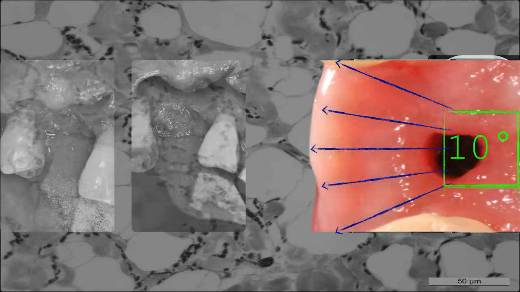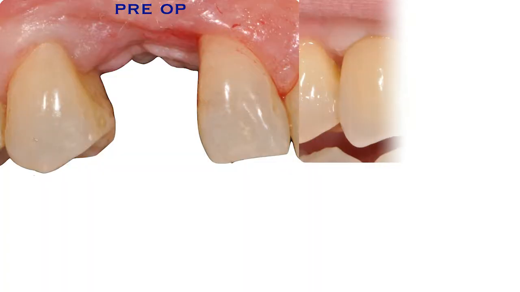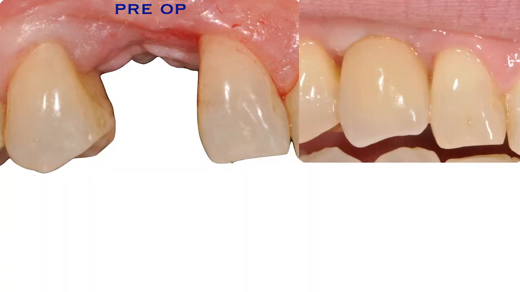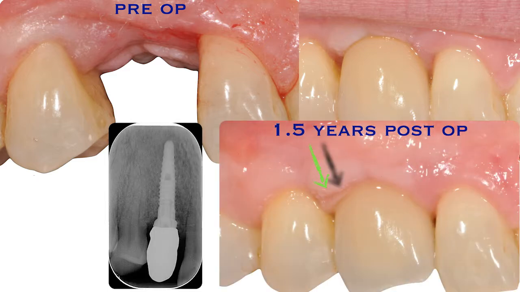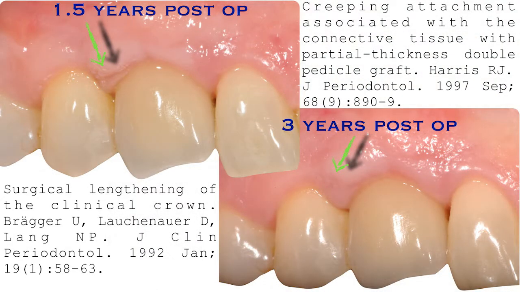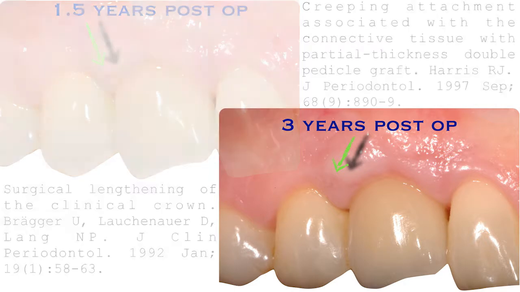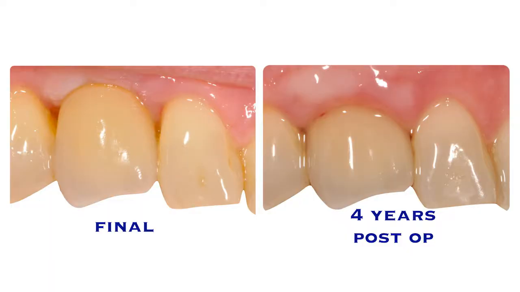Now I did my transpositional flap to boost the biotype. That's based on periodontal principles. I delivered the final restoration. The lateral incisor was not extracted because with GBR we were able to compensate also for the bone loss on the palatal aspect of the lateral incisors. And then we got the creeping attachment, which is very, very common. We can see that at 3 years that line tends to disappear. And if we compare before and after, it looks like we did connective tissue grafting.